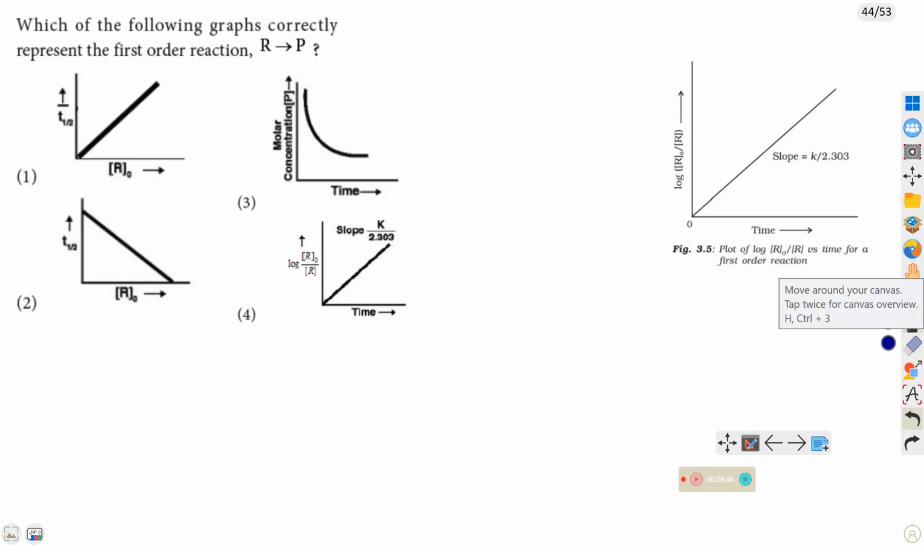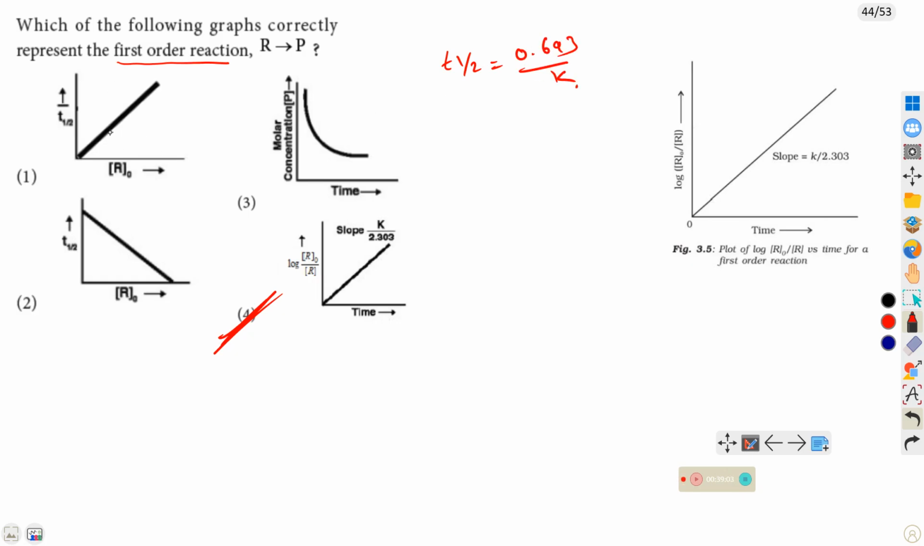Which of the following graph correctly represents the first order reaction? Fourth graph correctly represents the first order reaction. Half-life time for first order reaction t1/2 is equal to 0.693 by K. It is independent of initial concentration. So that's the reason remaining graphs are wrong.